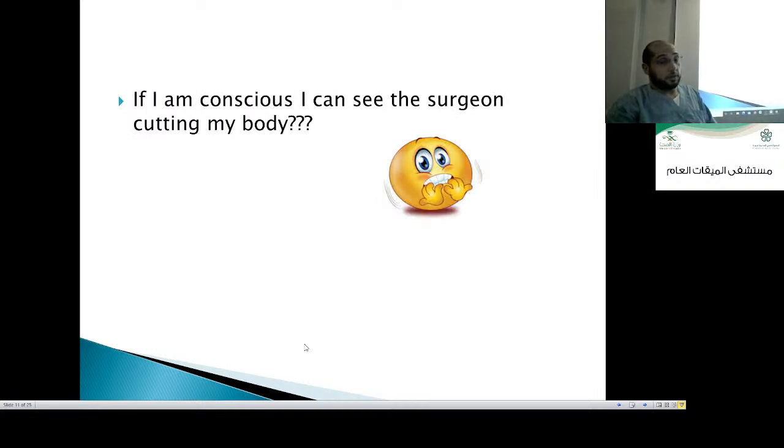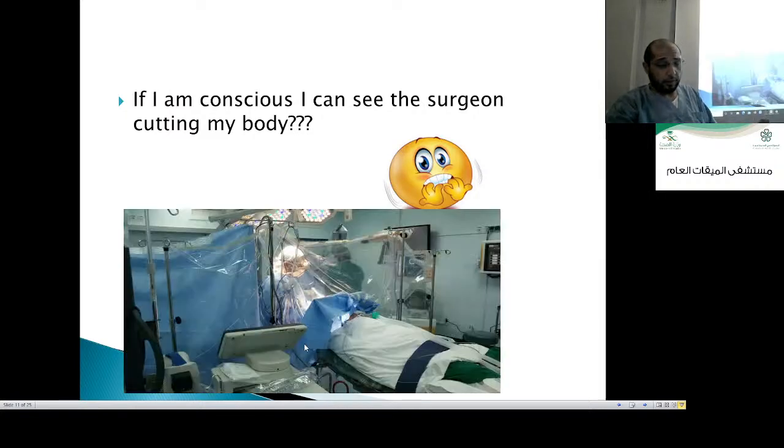Then you can ask a question: if I am conscious, can I see the surgeon cutting my body? Don't worry, I will show you a picture here. Here is the patient lying flat, and here is a screen. The head of the patient is behind the screen with the surgeon and the anesthetist, and the surgeon will do the procedure here. So you will not see the surgery. Even if you have regional anesthesia and you are fully conscious, you will not see the surgeon cutting your body.